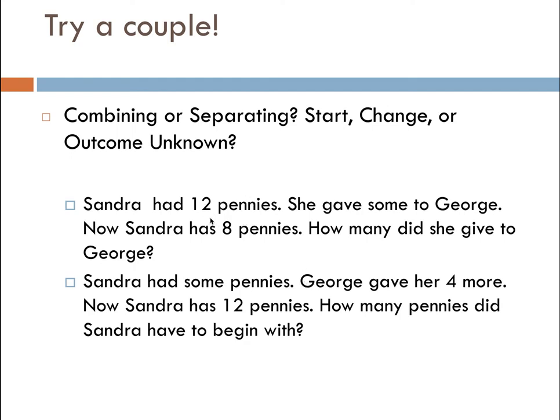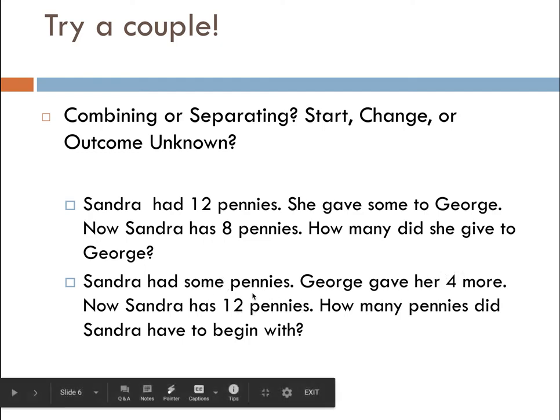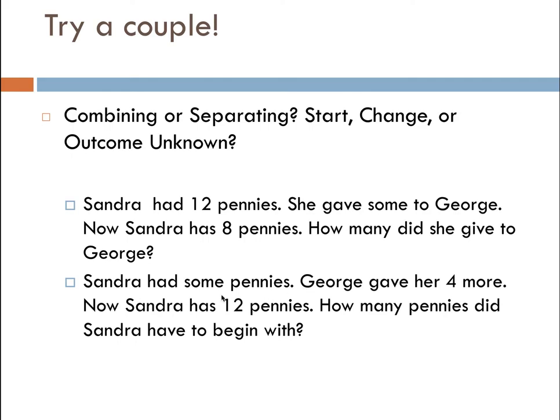Right? Sandra had 12 pennies. She gave some to George. She gave away, so it's a separating problem. But here, Sandra has some pennies. George gave her 4 more. So we are combining some with 4 and have an outcome of 12. So we don't know what the start is, but we know what the change is, and we know what the outcome is, right? So in this problem, it's a combining problem with start unknown, right? So that's what you're looking for.